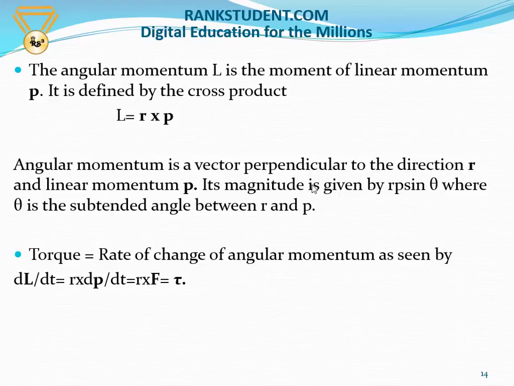Torque is defined as the rate of change of angular momentum, as seen by dL by dt, the rate of change of angular momentum, which is equal to r cross dp by dt, which gives us r cross F, which is the torque tau.